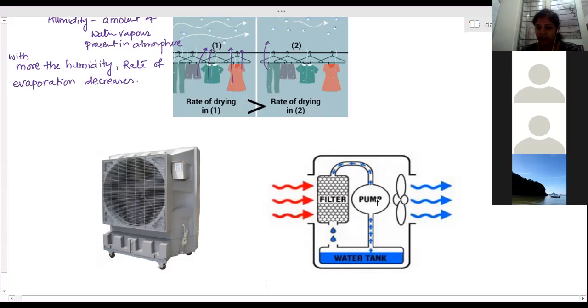It has a fan in the front area. At the backside there is one pump which is connected to the water. It is actually water submersible. So there is a water container and the pump is in it. That pump takes up water.